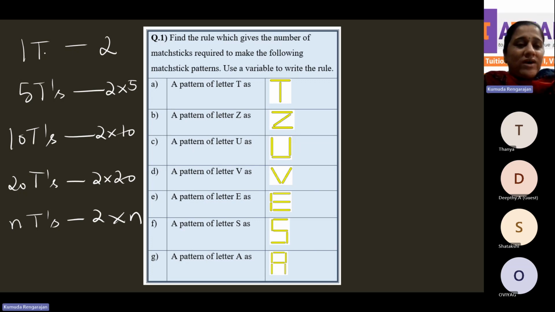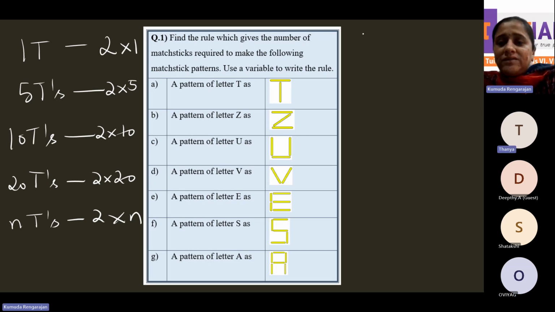Because for 1 T it is 2 into 1. For 5 T's, 2 into 5. For 10 T's, 2 into 10. For 20, 2 into 20. So for n T's, 2 into n. Do you understand the rule, children?